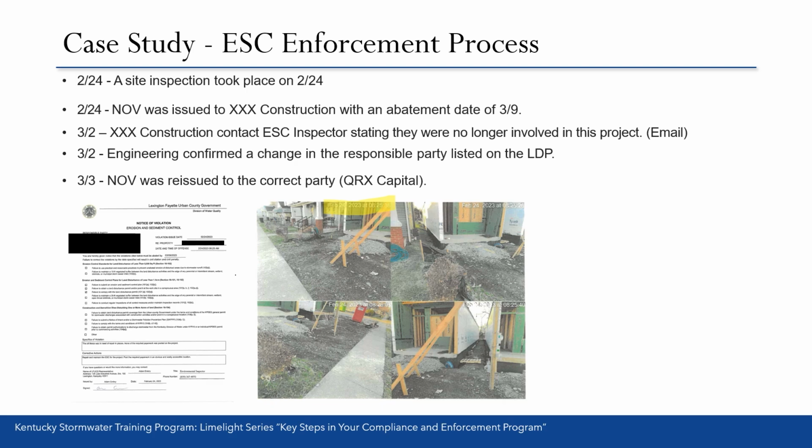On March 2nd, that construction company contacted the inspector stating they were no longer involved in this project. This is all confirmed through an email chain. So the inspector confirmed with engineering that the responsible party had changed for that particular site, and they reissued the notice of violation to the correct party with an abatement date of still March 9th.